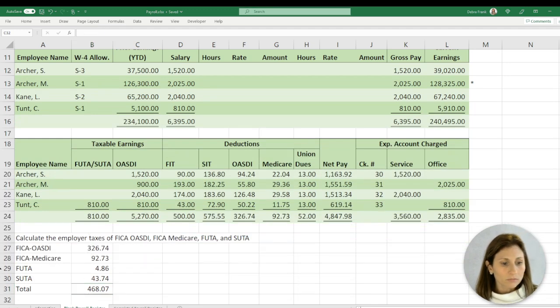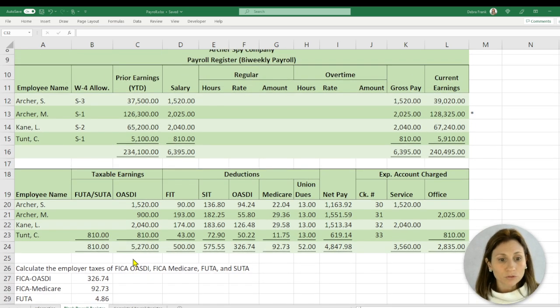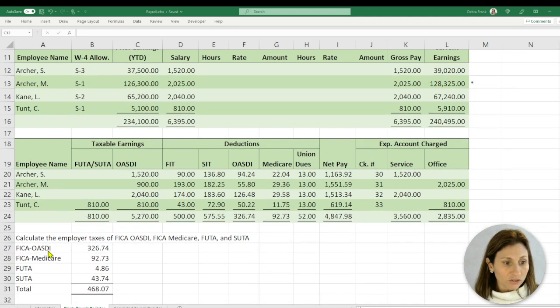And so we're done. That is everything for the payroll register. In the next video we'll do journal entries, and we're going to use this register down here for all our journal entries, and in addition the employer's amounts here, because we're going to do journal entries for the employer side. So see you in the next video.